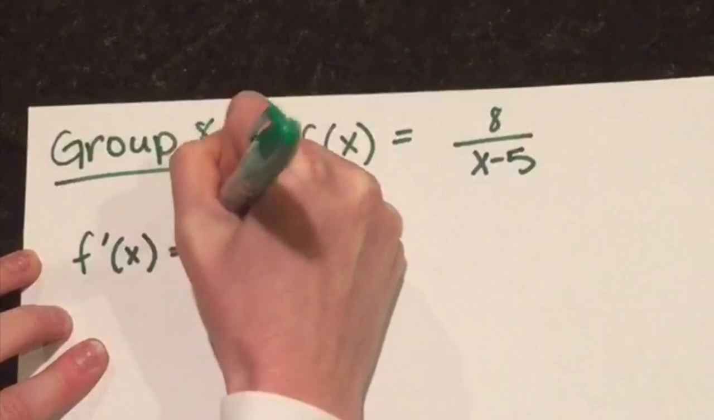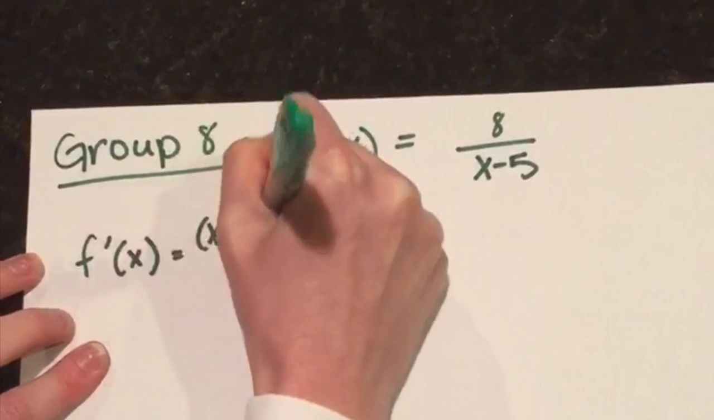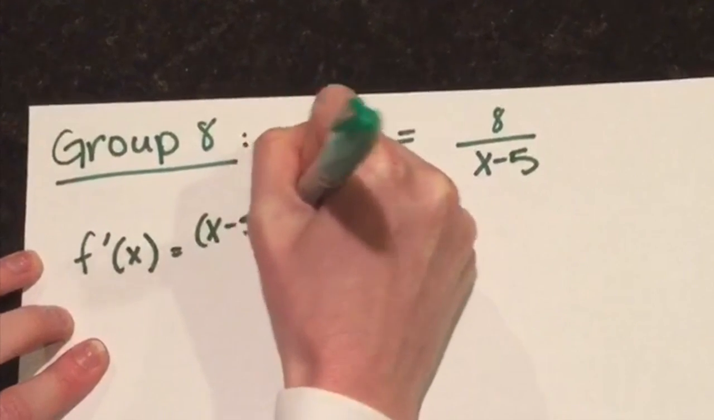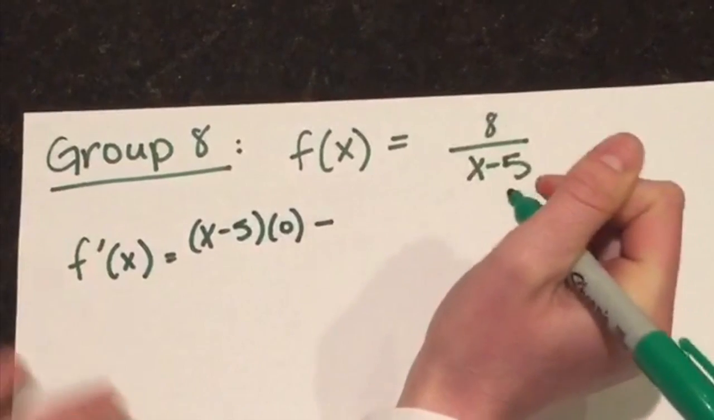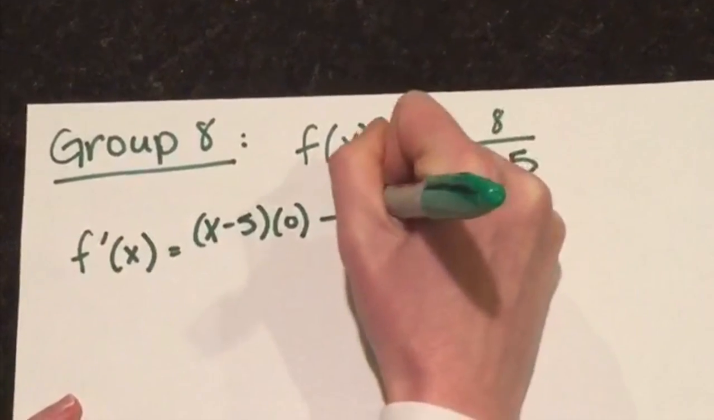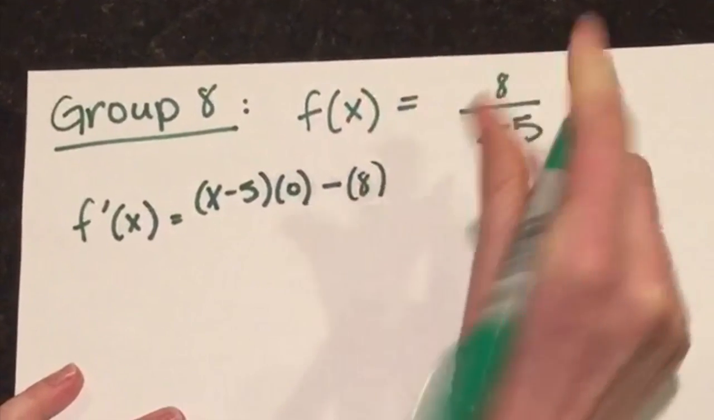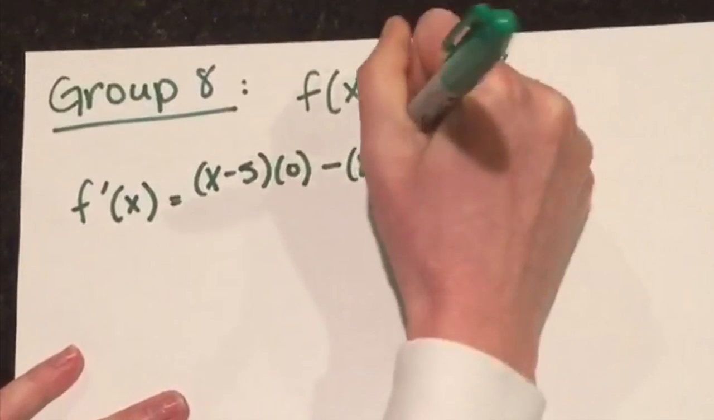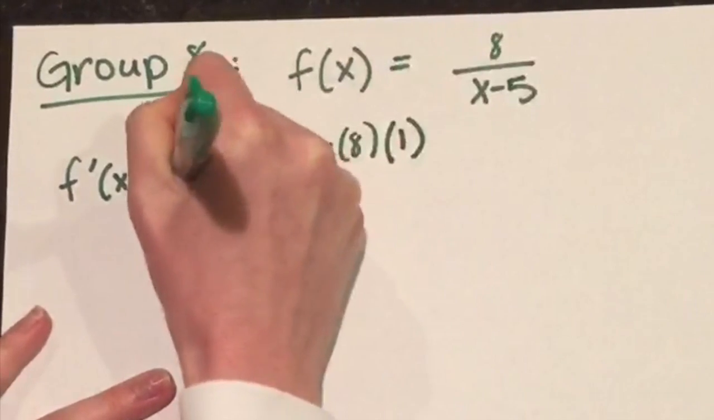In order to find the first derivative of the function f of x equals 8 over x minus 5, we'll use the chain rule. As you can see, we completed this process by taking x minus 5, multiplying it by the derivative of 8, which is 0, then subtracting that by 8 times the derivative of x minus 5, which is 1.